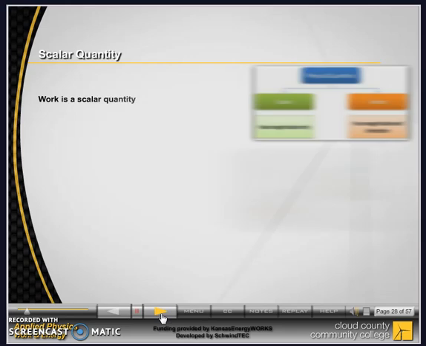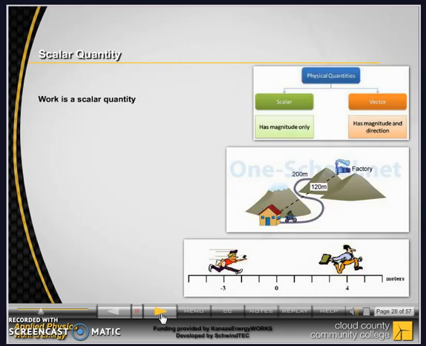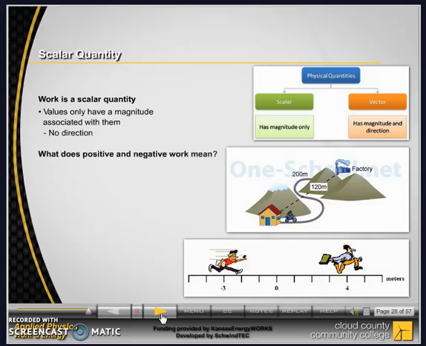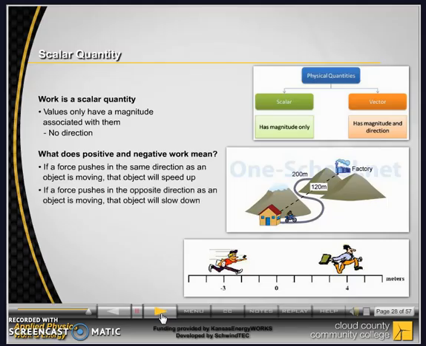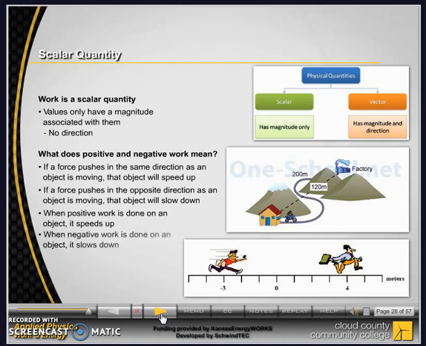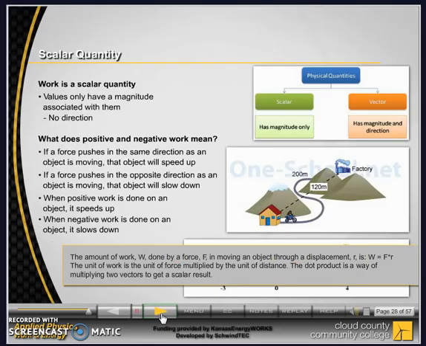Work is a scalar quantity. Like the distance shown in the figure and the speed shown in the other graphic, these values only have a magnitude associated with them. No direction is required. So, what does positive and negative work mean? If a force pushes in the same direction as an object is moving, that object will speed up. If a force pushes in the opposite direction as an object is moving, that object will slow down. Thus, when positive work is done on an object, it speeds up, and when negative work is done on an object, it slows down.